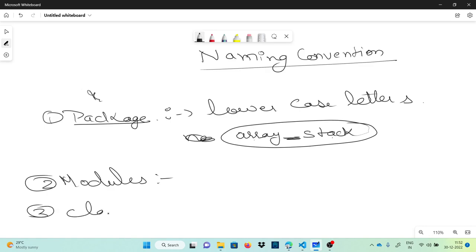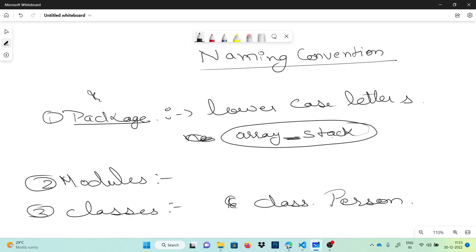Then we have class. So for classes, each word of a class name should start with a capital letter. So every starting word should be capital. This rule is applicable for classes created by us. Python's built-in class names use all lowercase words only. But if we are creating our own classes, it should start with uppercase. Suppose class is the reserve word, and after this, if you declare any class like Person, P should be capital.